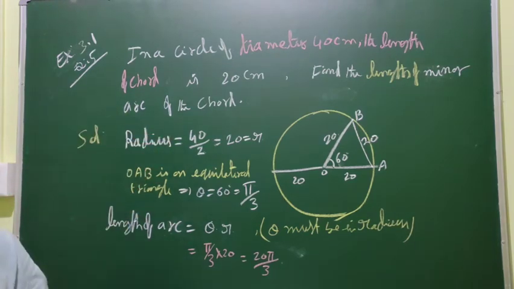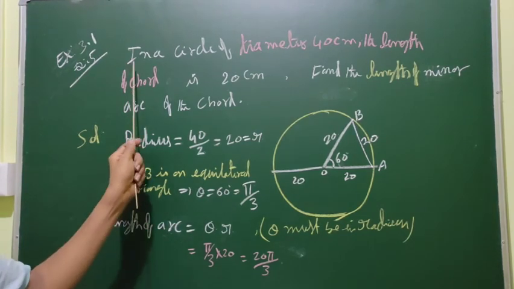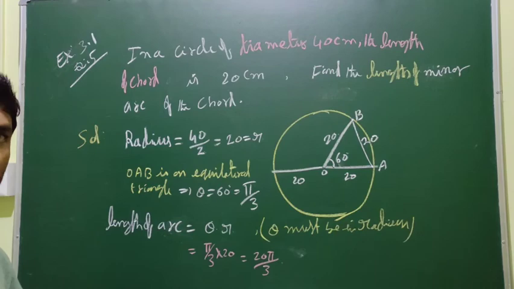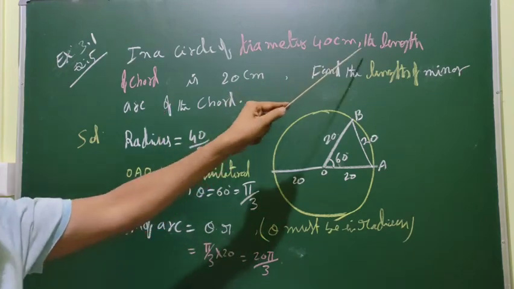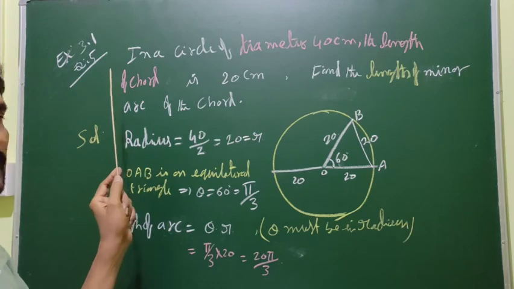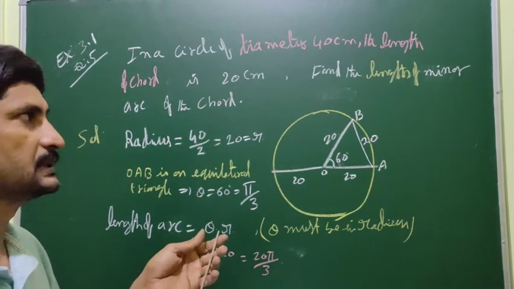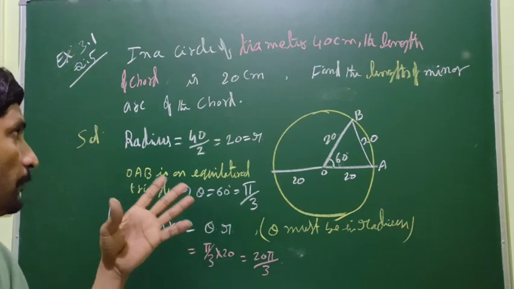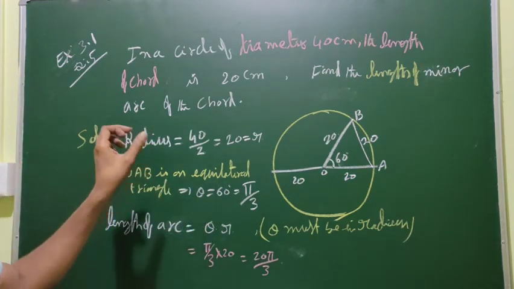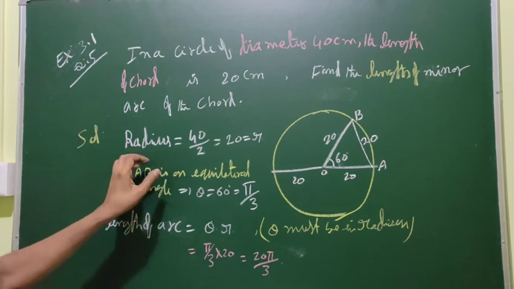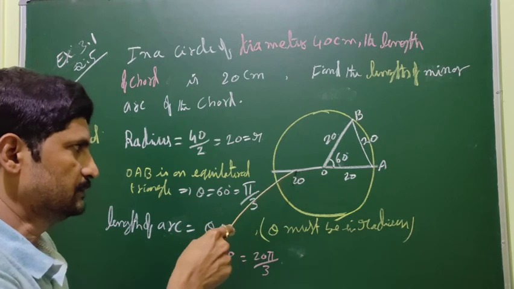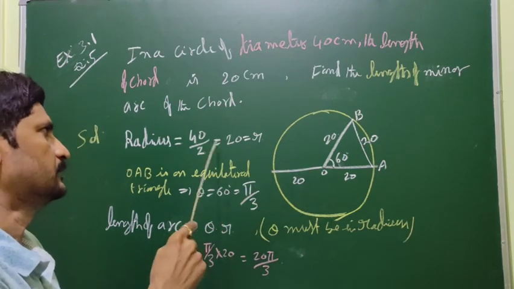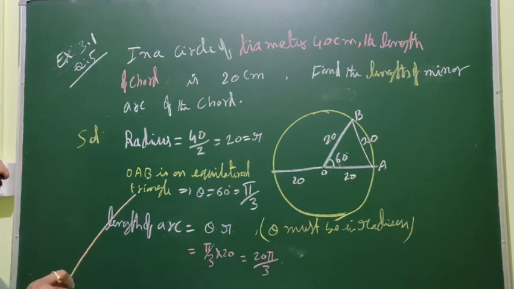Exercise 3.1, question number 5. In a circle of diameter 40 centimeters, the length of the chord is 20 centimeters. It is given that 20 centimeters is the length of the chord. Then what is the question? Find the length of the minor arc of the chord. Now radius is equal to half of the diameter. The diameter is 40, so 40 by 2 is 20, the radius.